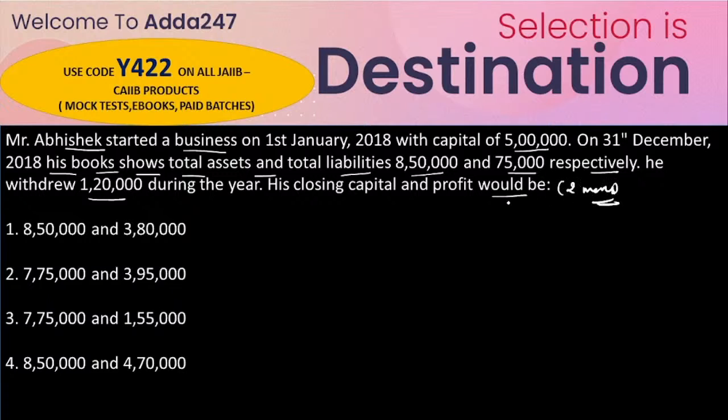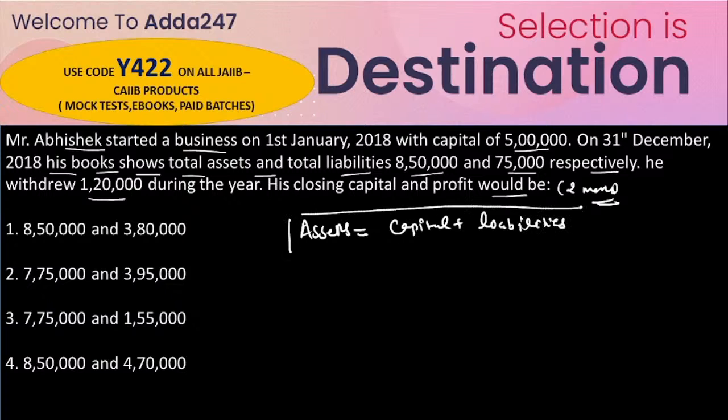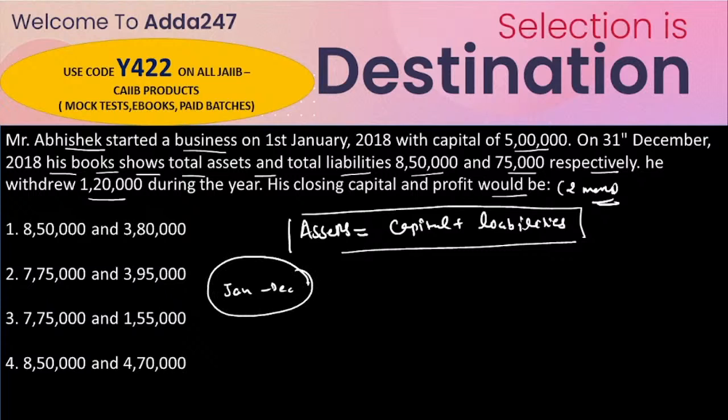Okay, so now let's understand how we solve these kinds of questions in the exam. We know the balance sheet equation, that is assets equal capital plus liabilities. Whenever any business is started, suppose the business cycle is from January to December. This is the one accounting period we are considering according to the question.